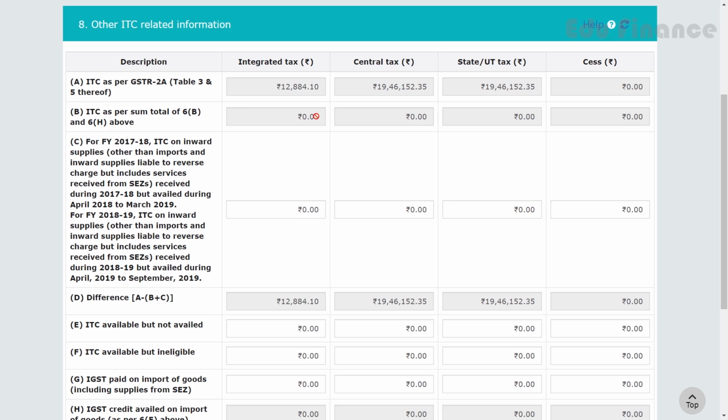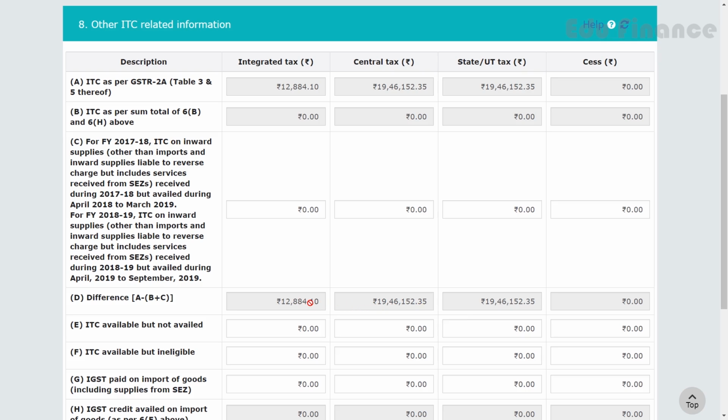In Table 8B, ITC declared in Table 6B and Table 6H, that is, total ITC availed during the year, shall be auto-populated here. Then we need to reconcile the ITC availed with GSTR 2A. For that, adjust the effect of ITC that is received during the year and availed on or before September of the succeeding financial year. Then you will get the difference between total ITC availed and ITC as per GSTR 2A. The value may be positive or negative.